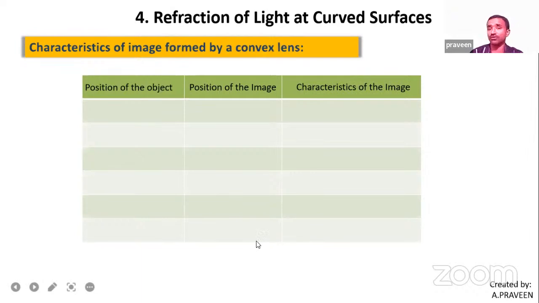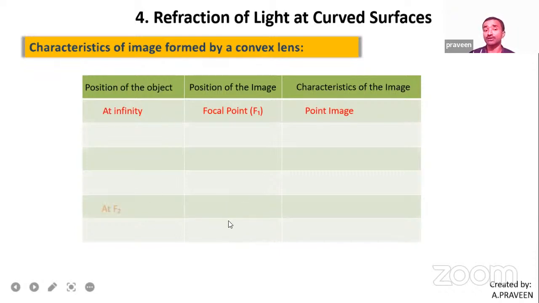What are the object places we used? First, the object is at infinity. When the object is at infinity, the image position is at focus, that is on the focal point F1. So the object is placed at infinity, and the image is at the focal point. Characteristics are written simply as point image. Then no comment about its direction and size. So these only we can write.